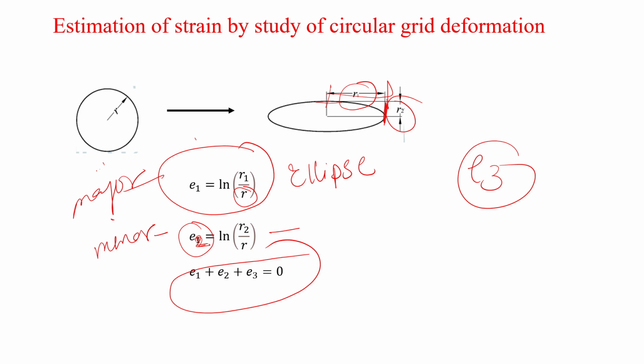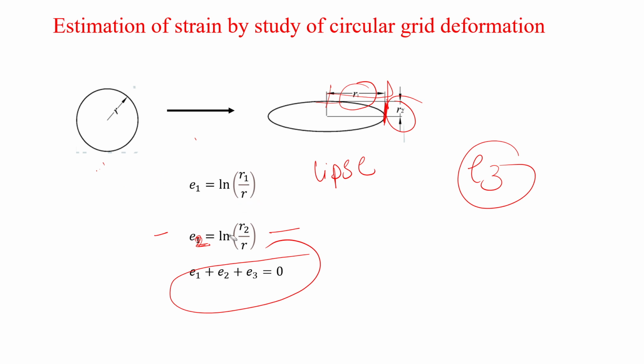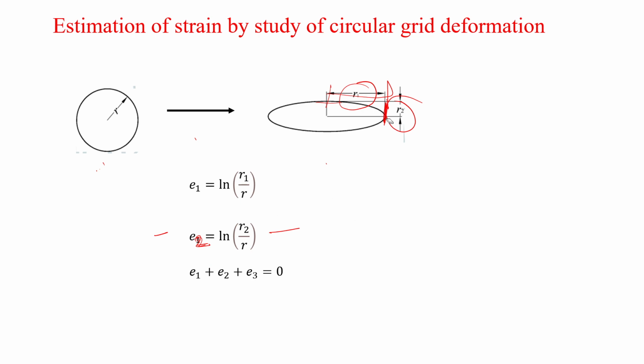You need to understand that during chip formation, the grids will change. Because of the change in the grids, strains will be developed, and the circular grid will change into an elliptical grid, with changes in the dimensions along both the major axis and the minor axis, and how to find those strain values E1 and E2. This is okay? Okay, then we'll move to the next slide.